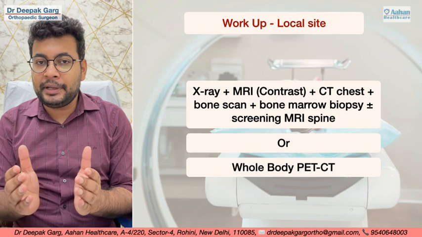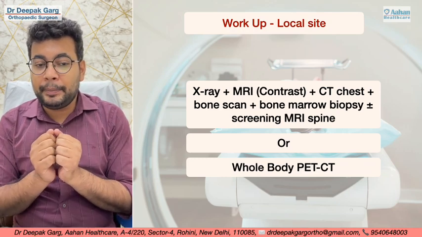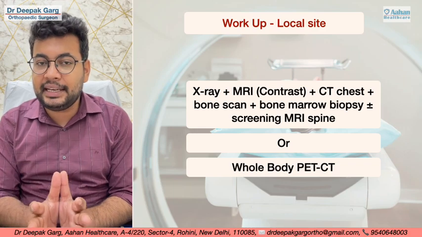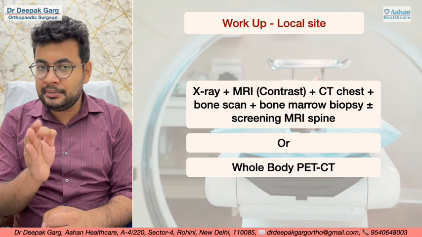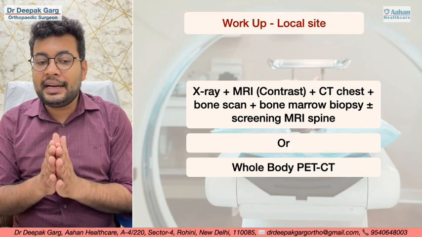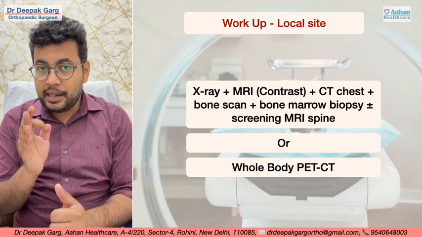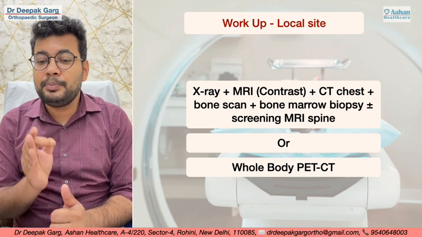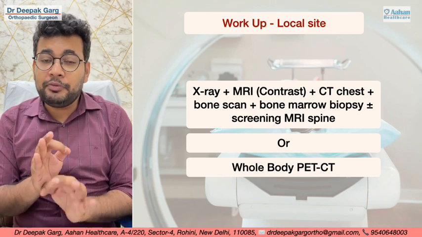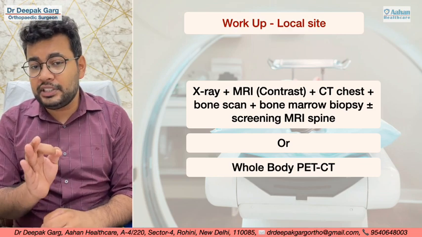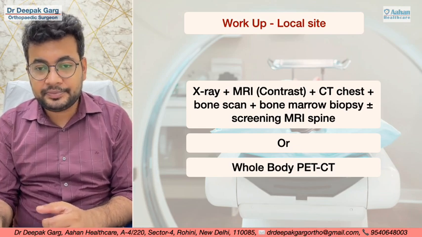So if a patient presents to us with a swelling, we will first get the primary local site imaging, X-ray and contrast MRI. We will confirm the lesion by needle biopsy, and then for distant metastatic workup we will get the CT chest, bone scan and bone marrow biopsy, with or without screening MRI of the spine, or we can just do a PET scan.